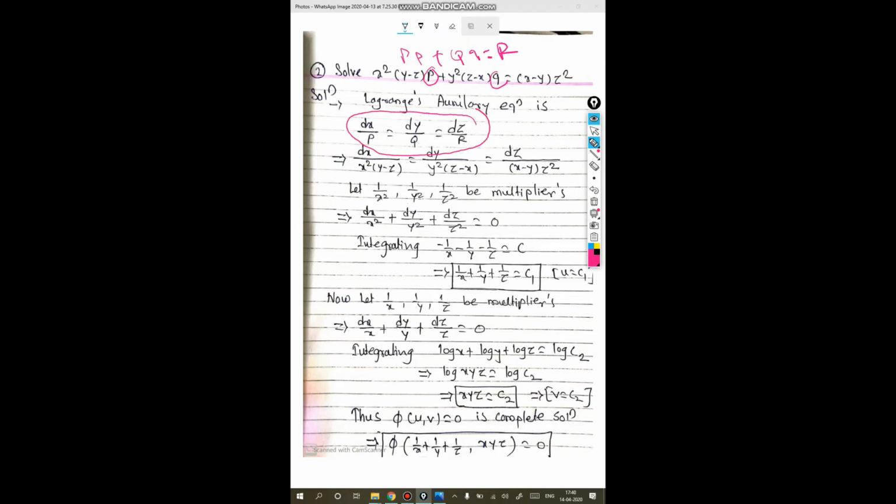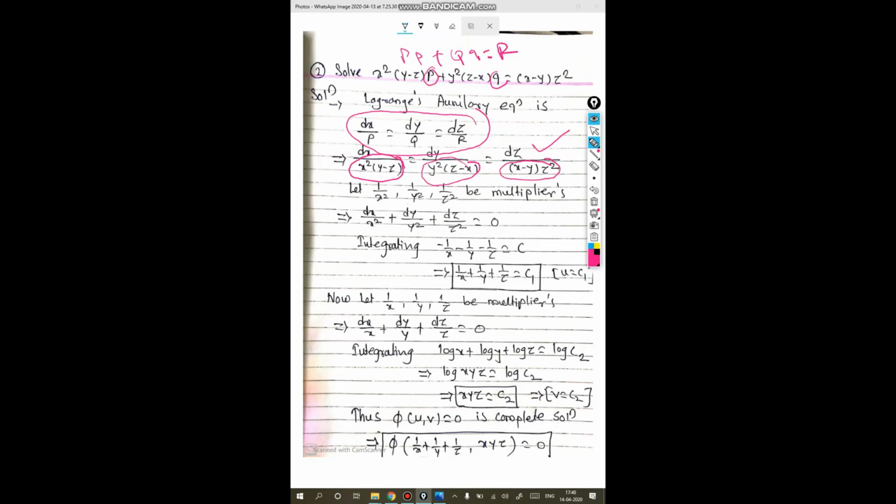In the Lagrange's equation, we just replace the capital P, Q, R by comparing. So this capital P, Q, R we replace in the denominator. Okay. So we get dx upon P is equal to dy upon Q is equal to dz upon R. And now we have to find two solutions.